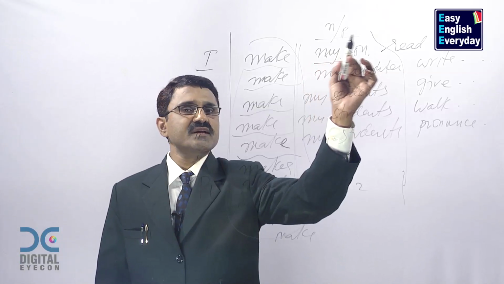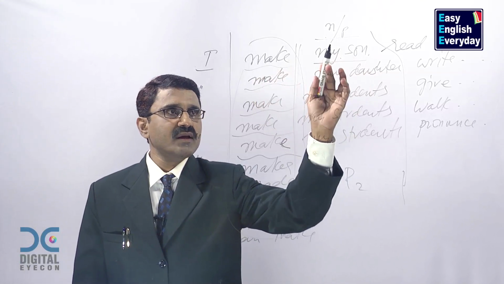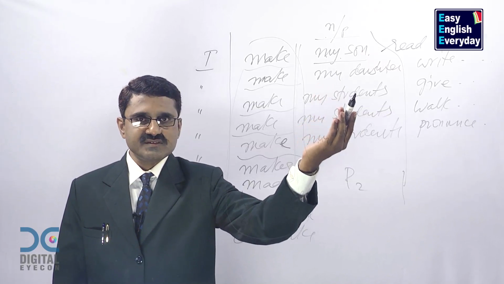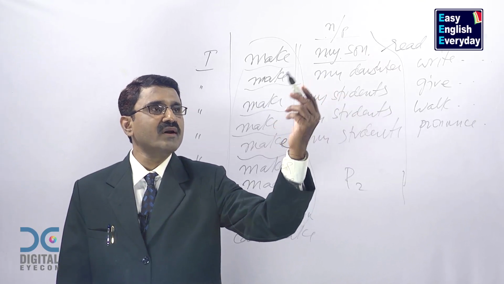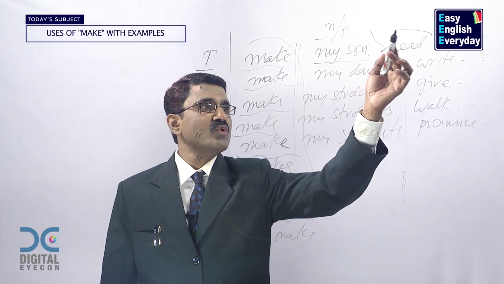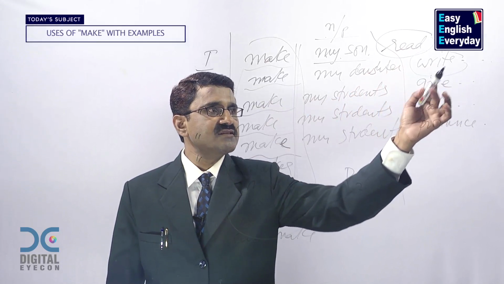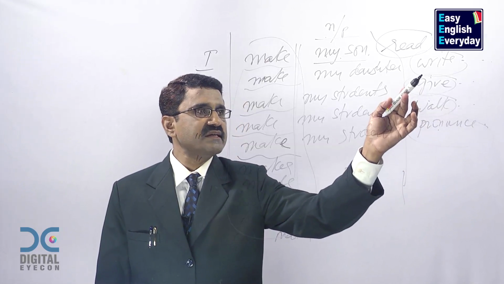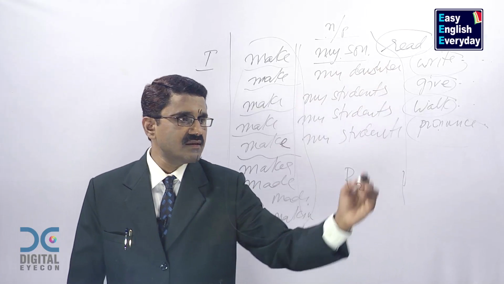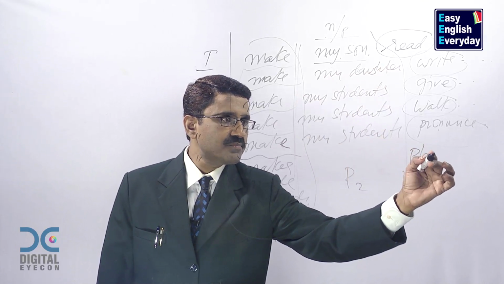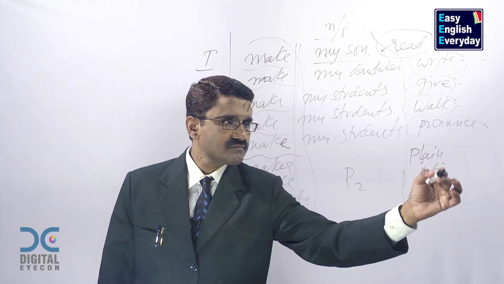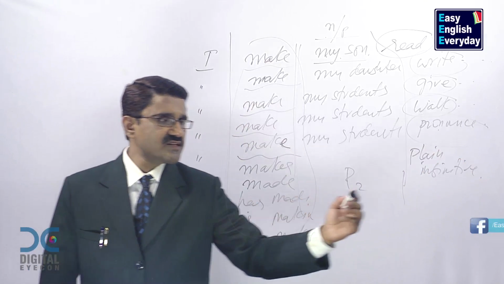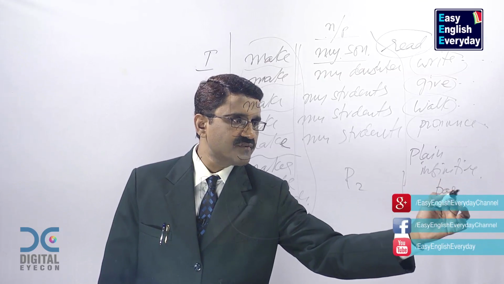Now here you can keep a noun or pronoun. Him, her, it, them, us, or any name or any noun. And the most important part is this one. Walk, give, write, read. Grammar calls it plain infinitive. You can simply call it a base form of the verb.